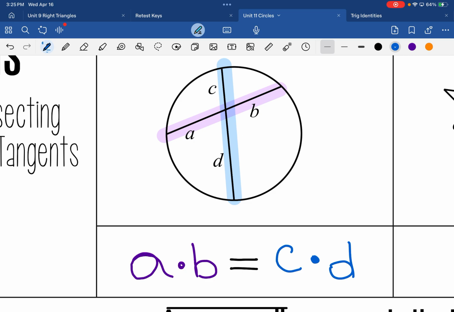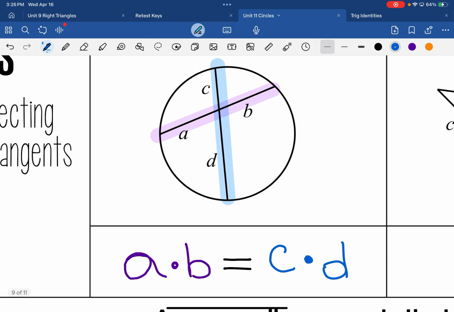How do we know that these are chords? Chords are inside the circle. Okay, end point on the circle, end point on the circle. That's a chord right there. So both parts are inside.